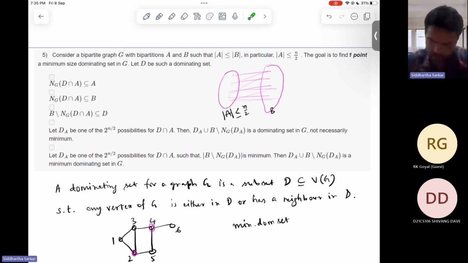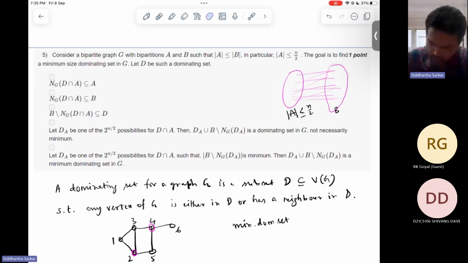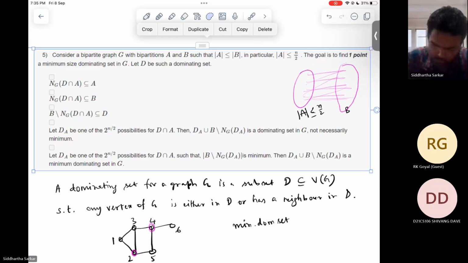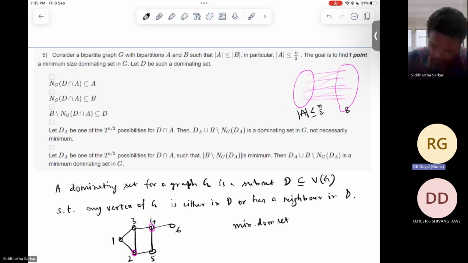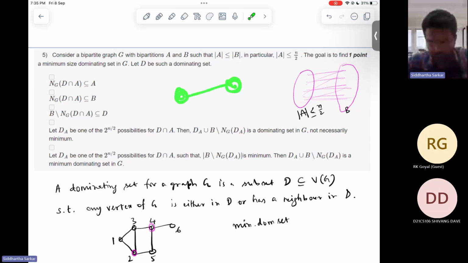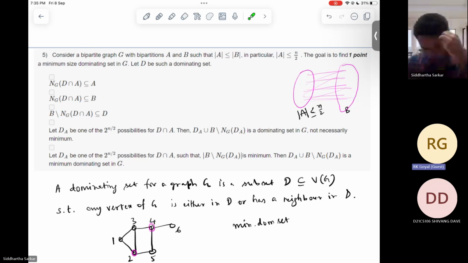Then which of these statements about D with respect to the graph is true? First, let's look at the first statement. What does N_G stand for? N is the neighborhood of this subset with respect to graph G. Neighborhood means the vertices that have connections. A vertex is called a neighbor of another vertex if there is an edge between them.